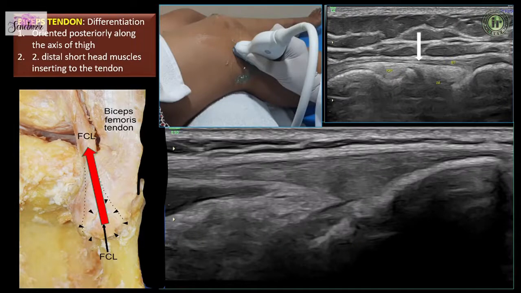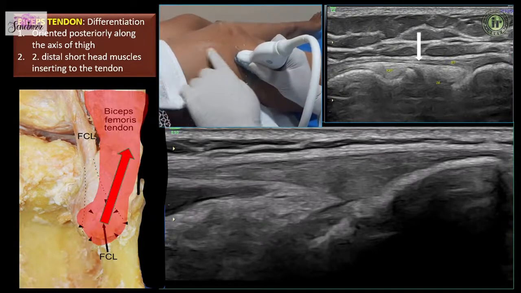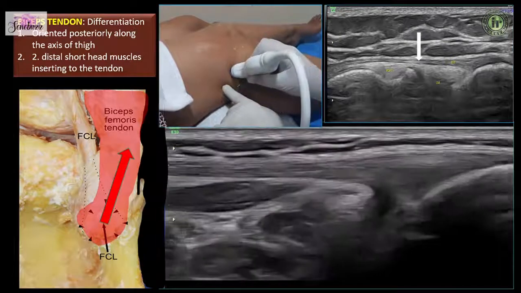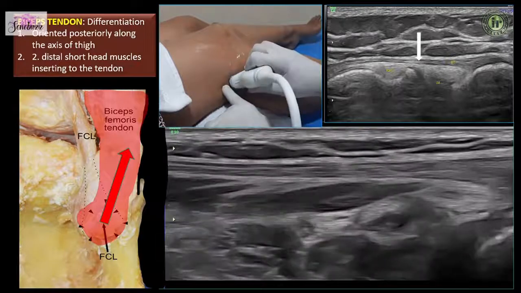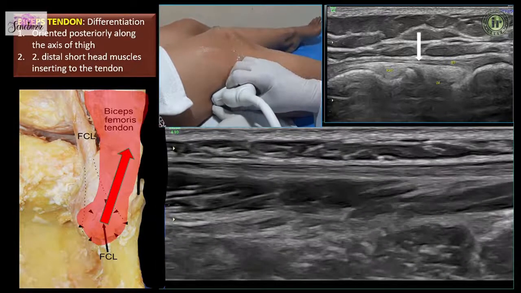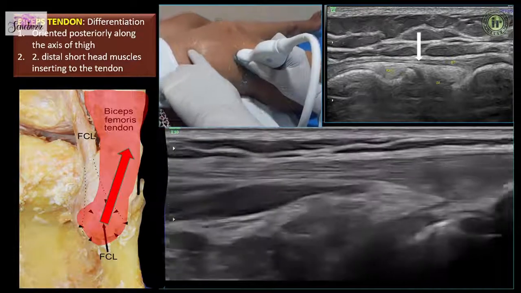Keeping the caudal end of the probe fixed over the fibular head, now we rotate the cranial end posteriorly along the axis of the thigh, and we are able to see the biceps tendon inserting into the fibular head. As we move up, we can see the caudally extended muscle fibers from the short head of the biceps muscle inserting into the tendon, and this muscle fiber also helps us to identify the tendon.